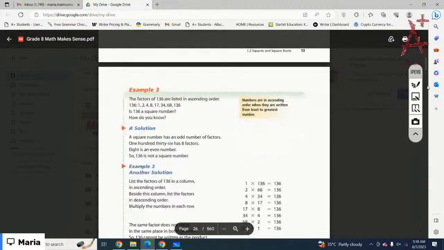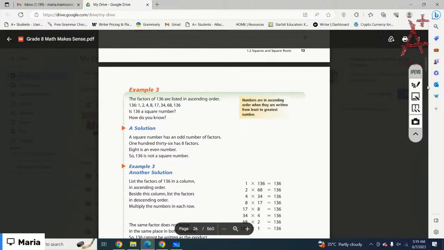Okay, the factors of 136 are listed in ascending order. They are 1, 2, 4, 8, 17, 34, 68, and 136. Got it? A square number has an odd number of factors. 136 has 8 factors. 8 is an even number. That's how you see if the number is a square number or not a square number. Got it? You have to list all the factors in ascending order from least to greatest. Then you can count the factors. If the factors are even, that means the number is not a square number.